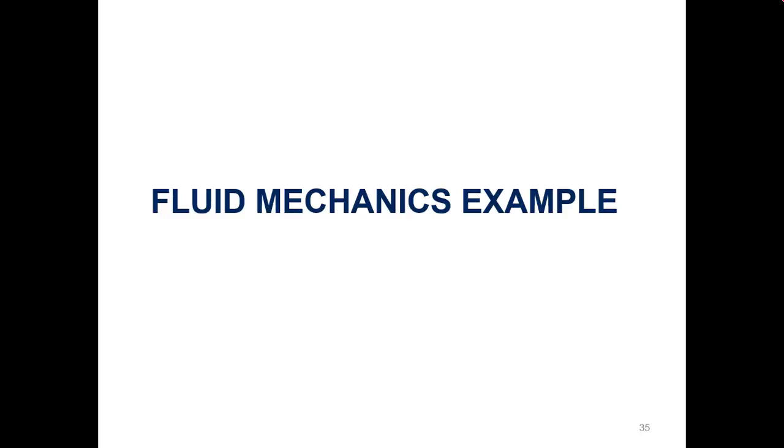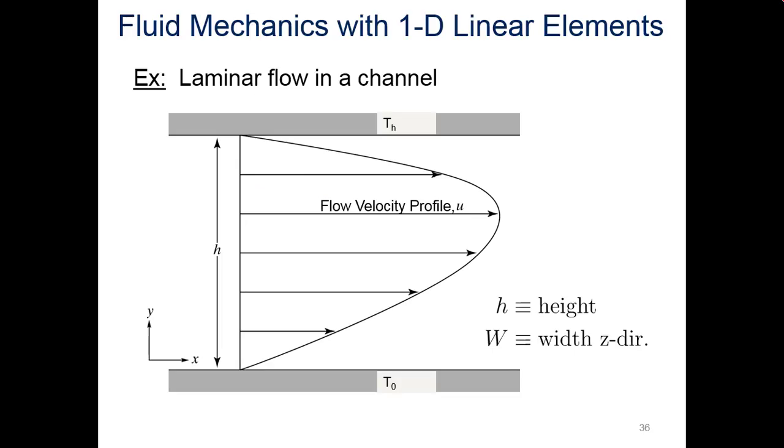All right, so let's move on to a fluid mechanics example to see the generality of what we just developed. We're looking at this fluid mechanics example using, again, linear elements. So we have laminar flow in a channel. It's Poiseuille flow, so we have a pressure-driven flow. You have an overall velocity profile, which actually looks kind of messed up, probably shouldn't be like that. Now we have a height h between the two plates, and we have a width w in the z direction out of the screen.